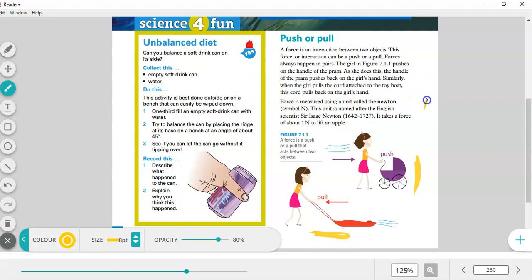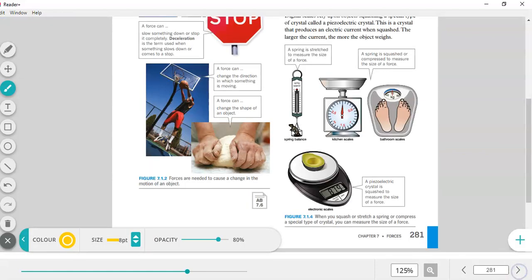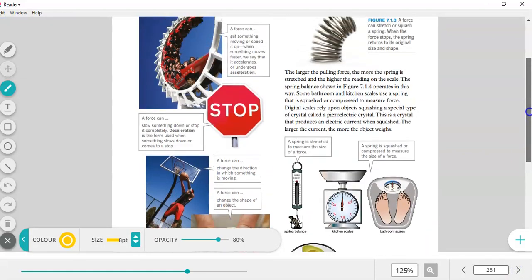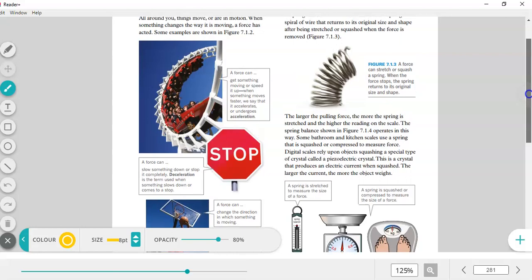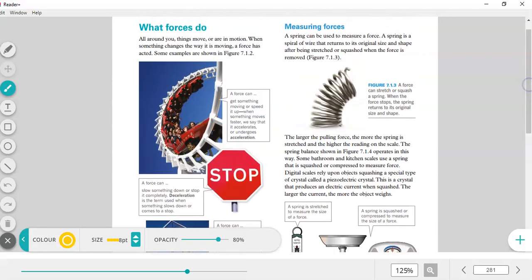Now forces are measured in newtons, which is a capital N, and it's named after Sir Isaac Newton. Seeing what a force can do.